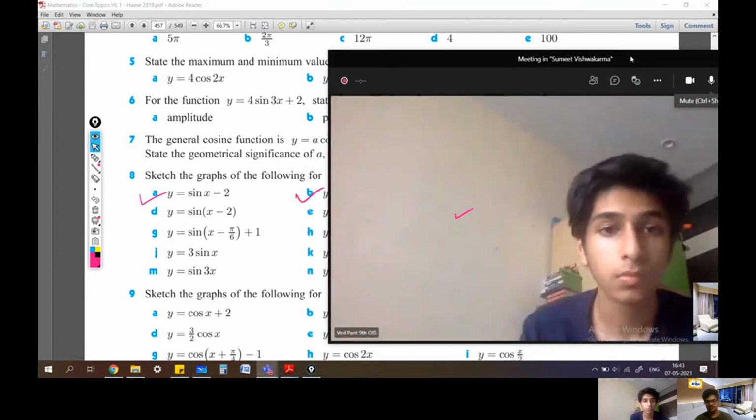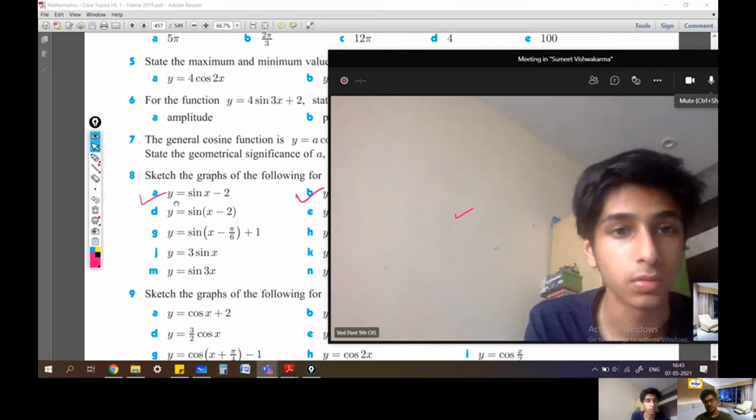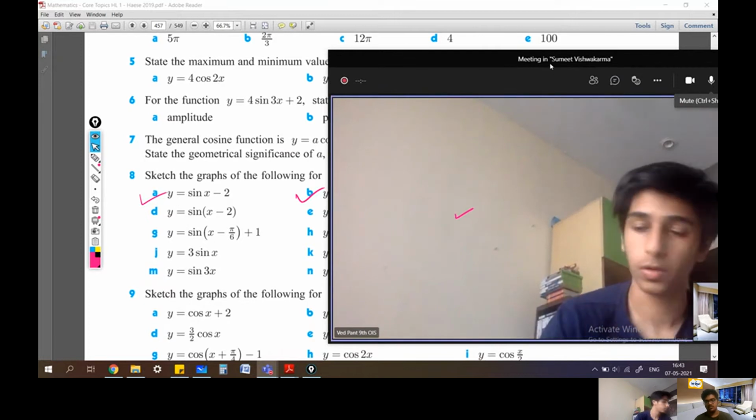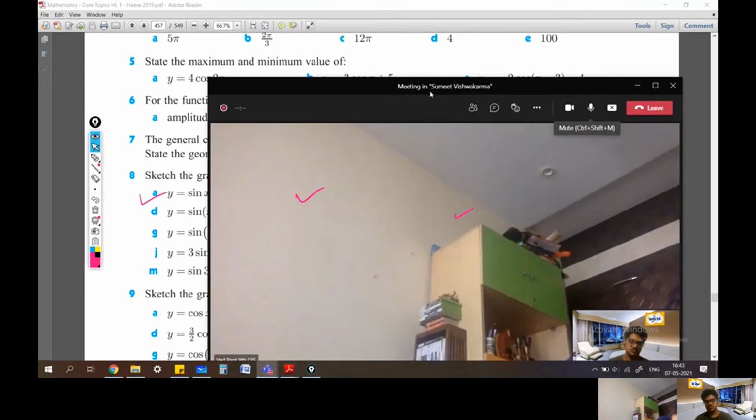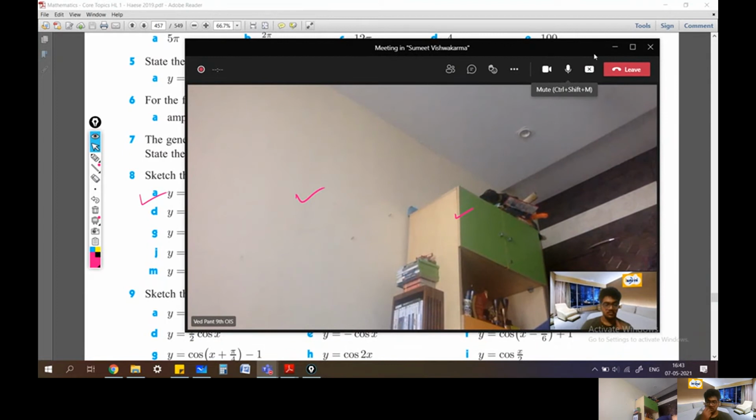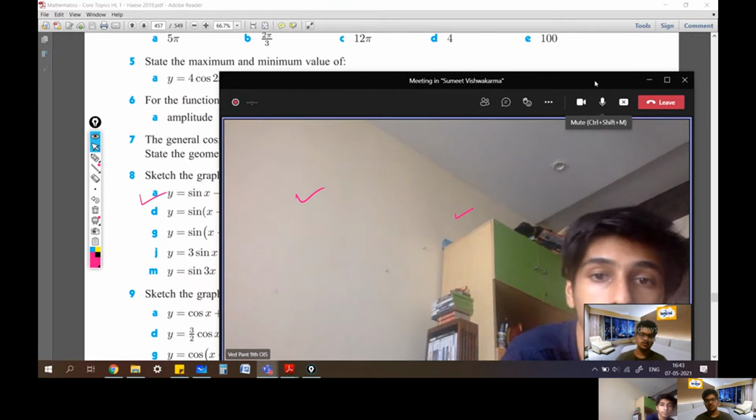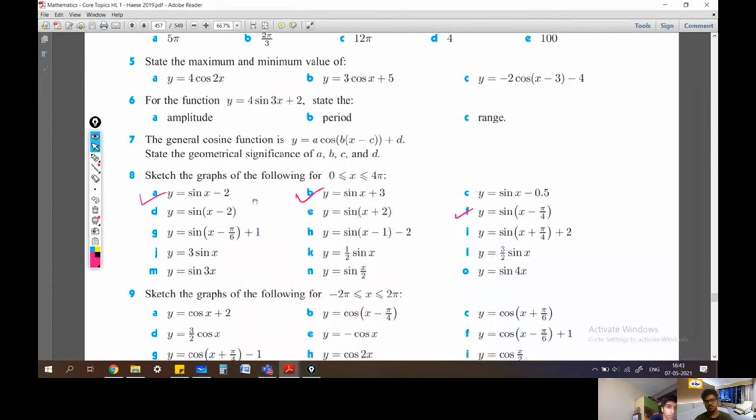Which one, sir? First one is sin x minus 1. Oh, it will move down. I'll just redraw it on the right side. The sine function. Then you have made a mistake in both of them. Yeah, sin x, not minus 2, not in brackets. Okay, here it is.